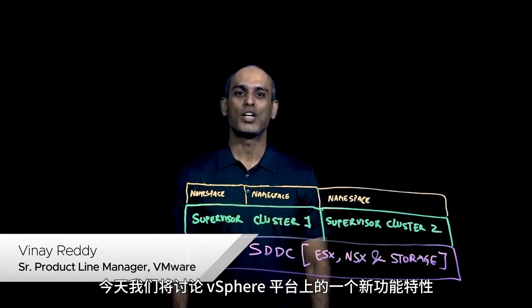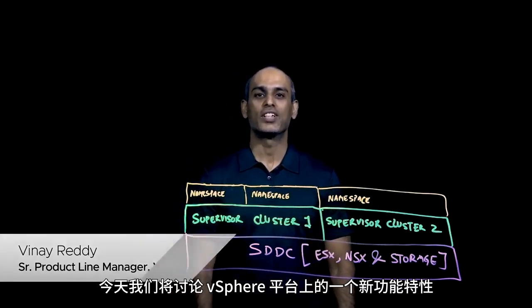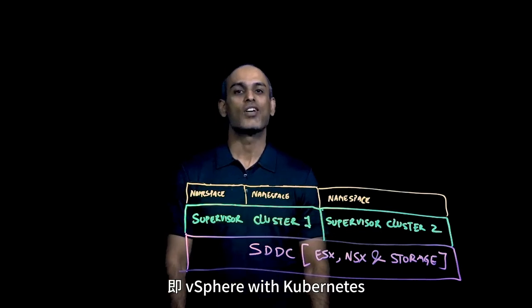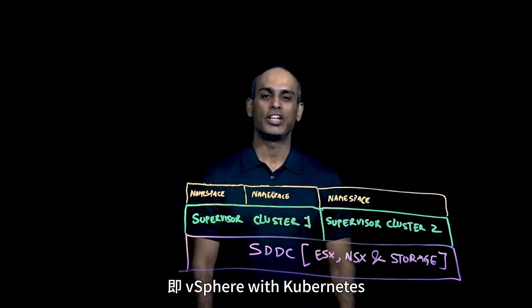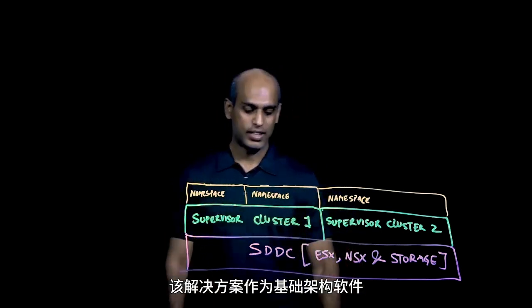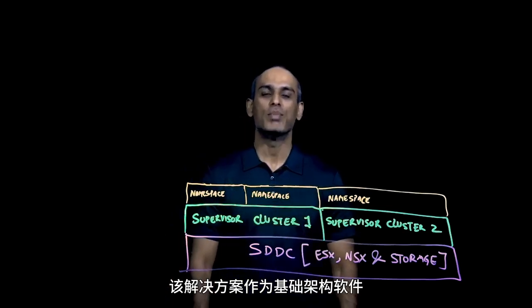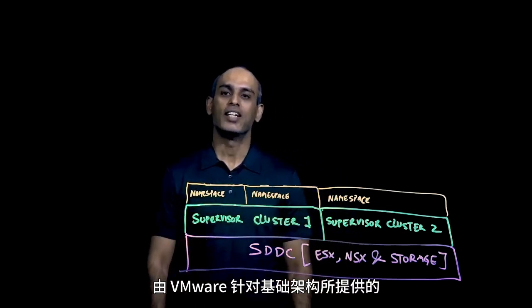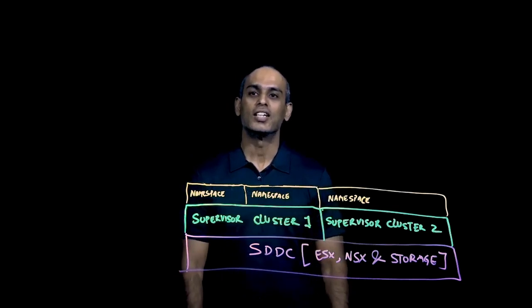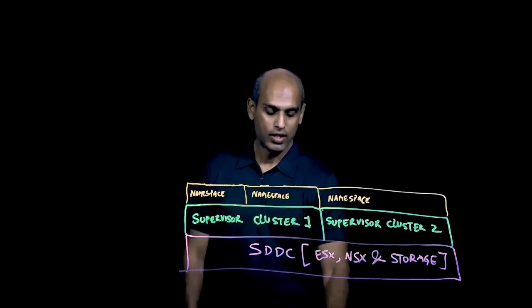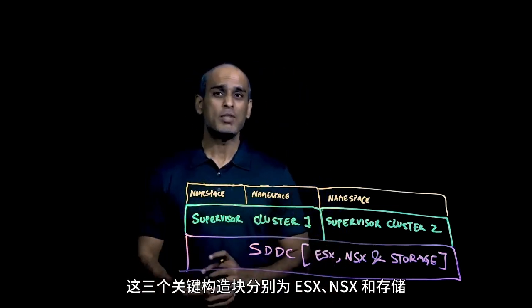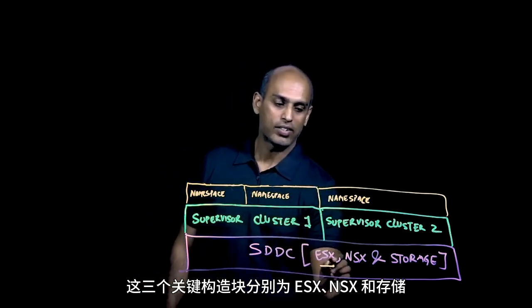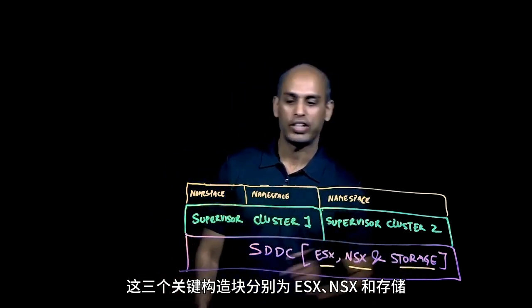Today, we're going to talk about a new feature on vSphere platform, which is called vSphere with Kubernetes. This is a solution that is made up of three key building blocks that VMware has been providing as infrastructure software. So the key building blocks are ESX, NSX, and storage.